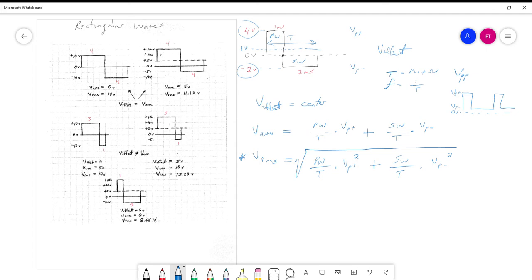Yeah, I'm equidistant, right? 5 volts is 10 volts away from 15, and 5 volts is 10 volts away from negative 5. So I'm right down the middle. I like to double check that. So I have an offset of 5 volts.